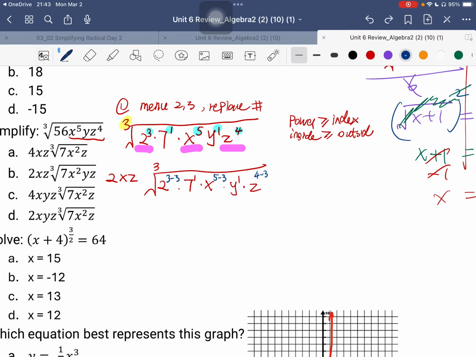Now it's almost my final step. So 2xz, cube root of 2 to the 3 minus 3, which is 2 to the 0, and basically it's just 1. I don't have to write it in my next step. And then 7 to the 1, I just bring down. x to the 5 minus 3 is x squared. And then y to the 1. And then z to the 4 minus 3 is z to the 1. So my last step is I don't have to write down the 2 to the power of 0 because it's 1. So 2xz cube root of 7 times x squared times y times z. That's my final answer.